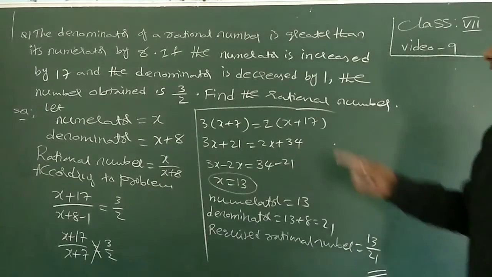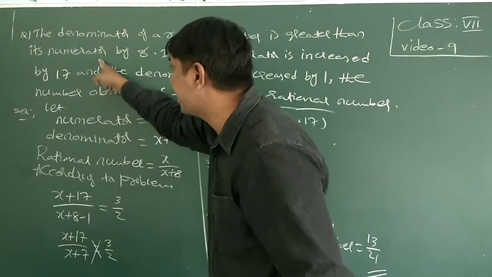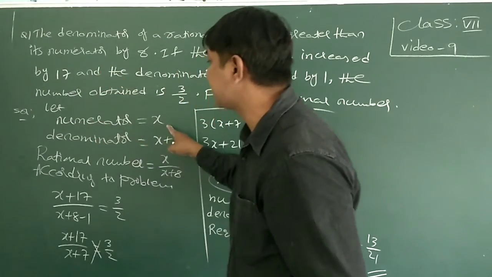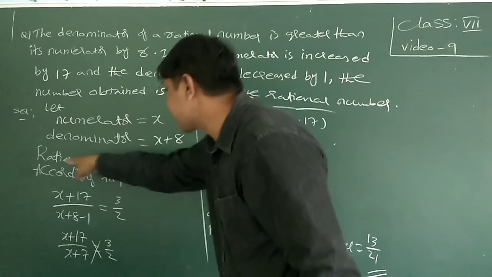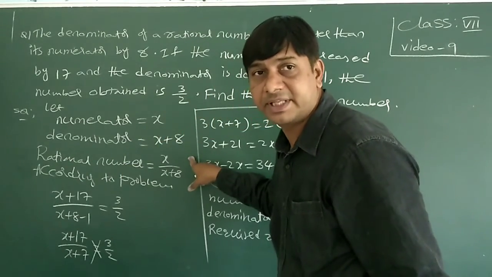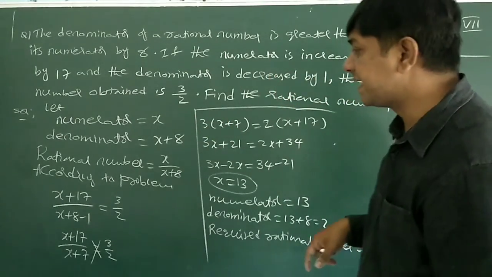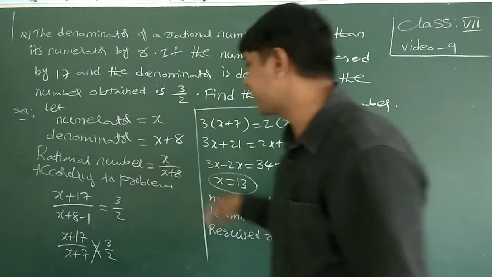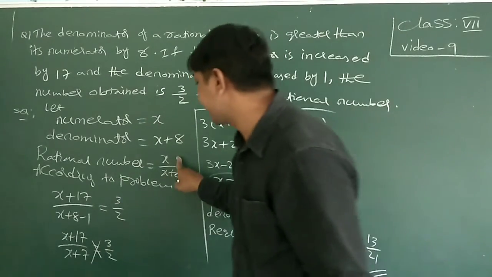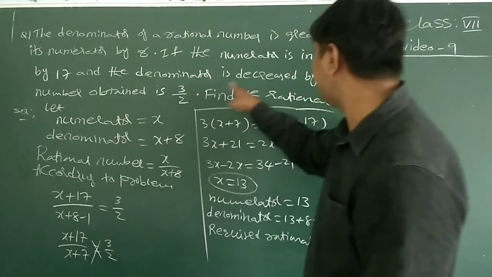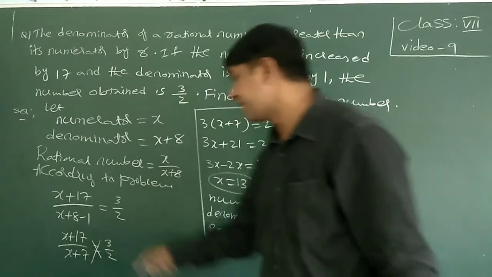Okay, understood? The denominator of a rational number is greater than the numerator, which means the denominator depends on the numerator. So I suppose the numerator is x, the denominator is x plus 8. Using this, first I wrote the rational number, x by x plus 8. According to the problem, the numerator is increased by 17, x plus 17, and the denominator is decreased by 1, x plus 8 minus 1. That is x plus 17 by x plus 7 is equal to 3 by 2.